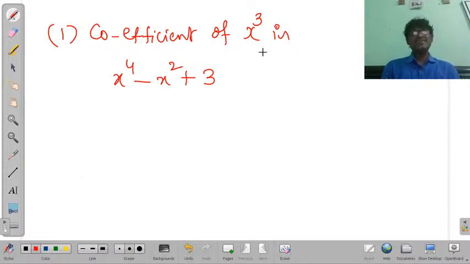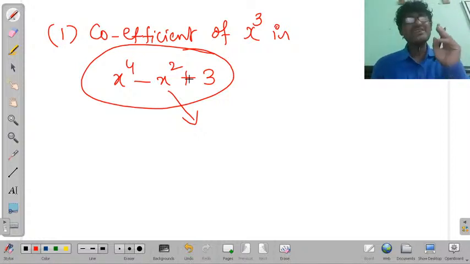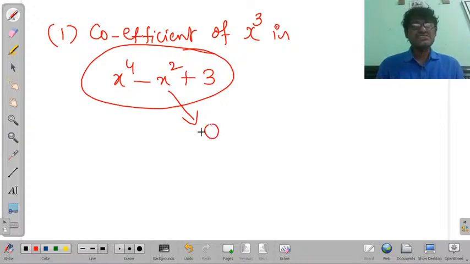Actually, the coefficient of x cube in this one is, you observe, where is x cube in this polynomial? There is no x cube term, right? That is why the coefficient of x cube is 0 here. You observe carefully, right?